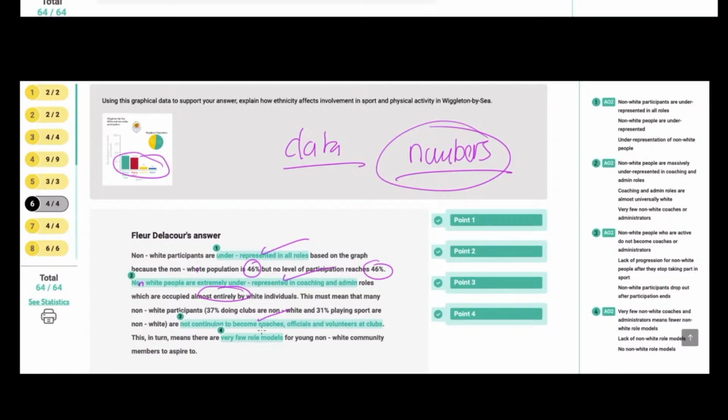This in turn means there are very few role models for young non-white community members to aspire to. So in other words, folks, we've interpreted the data in the graph, we've included that data to support our answers, and we've given a commentary about what that data actually means, but we have included the data itself. It's really important that we go on to do that.